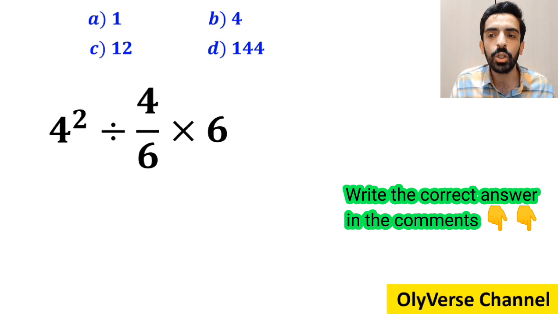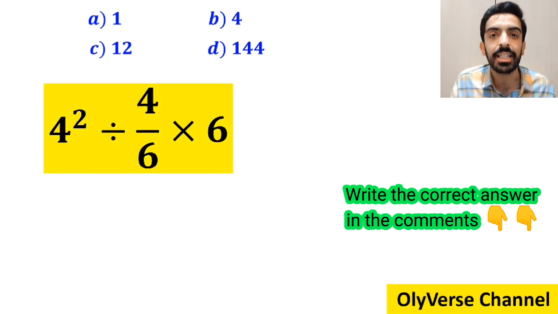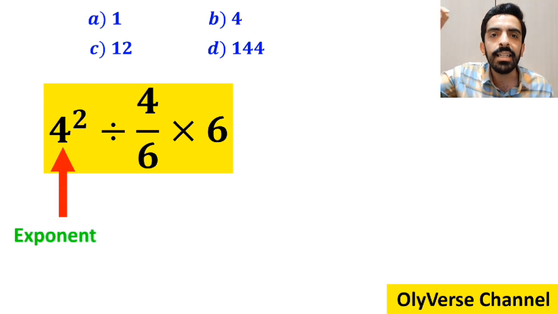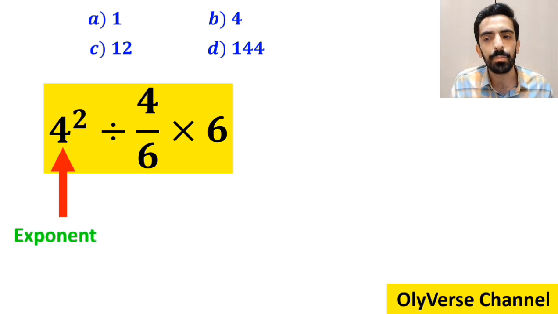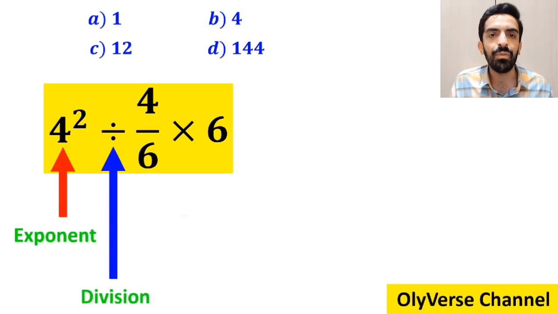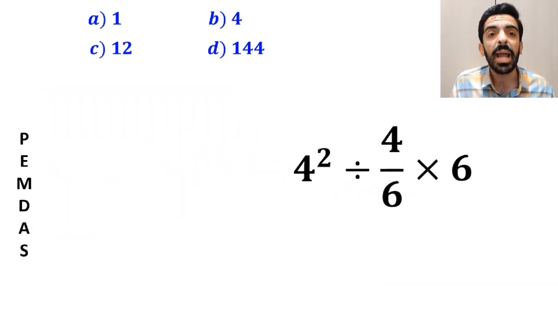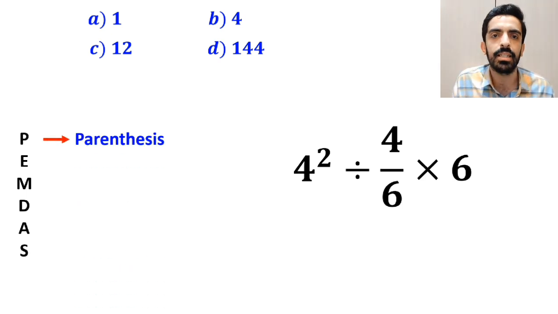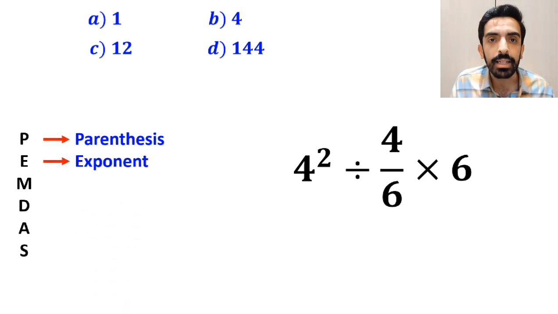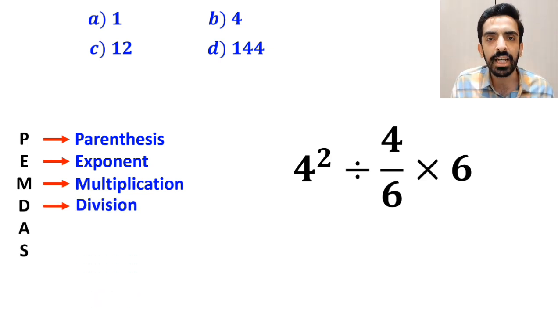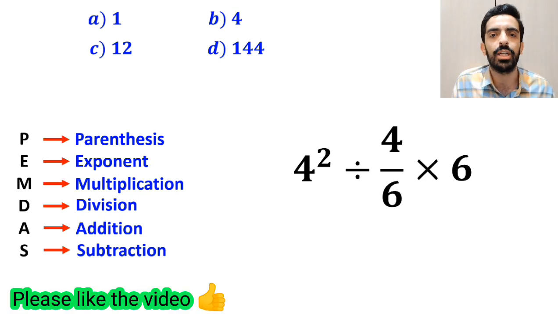Now let's go step by step together and I will show you how we should solve this expression properly. As you can see on the screen, in this expression, first we have an exponent, then a division sign, and finally a multiplication. To solve this question, we must follow the PEMDAS rule. In this rule, P stands for parenthesis, E stands for exponent, M stands for multiplication, D stands for division, A stands for addition, and S stands for subtraction.